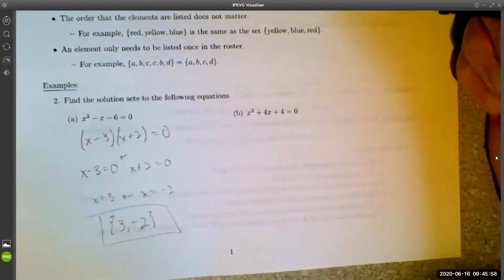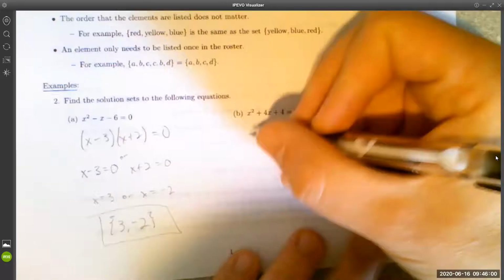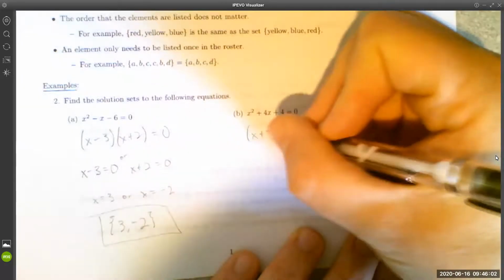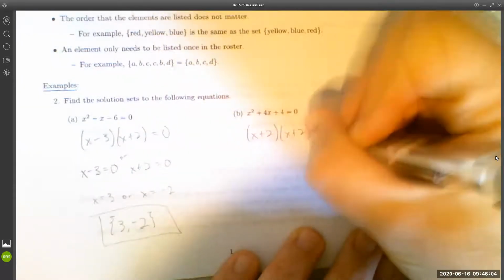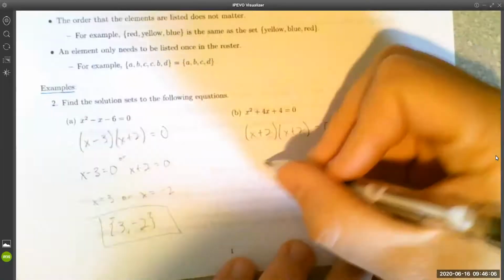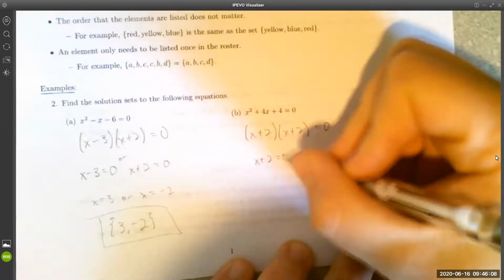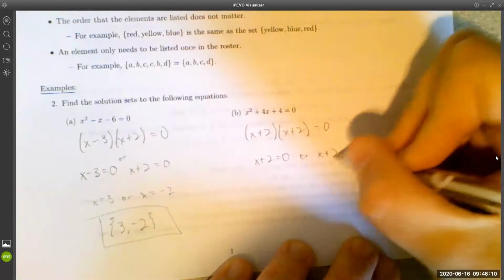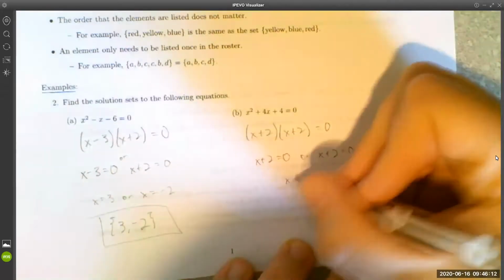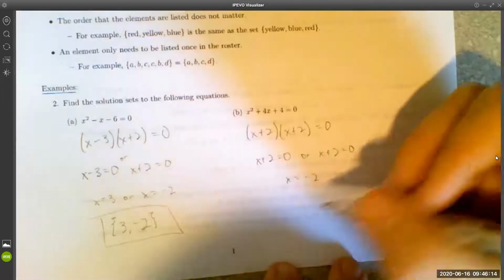On part B, same thing. I can solve this by factoring. This is x plus 2 times x plus 2. So this time we get x plus 2 equals 0, or, well, x plus 2 equals 0. It's the same solution, right? x equals -2 in both cases.